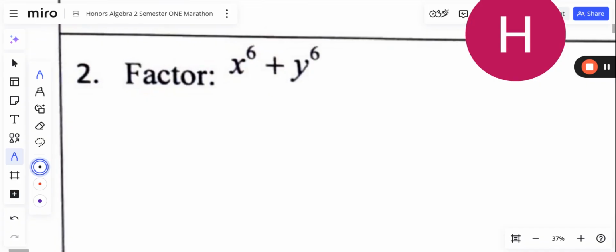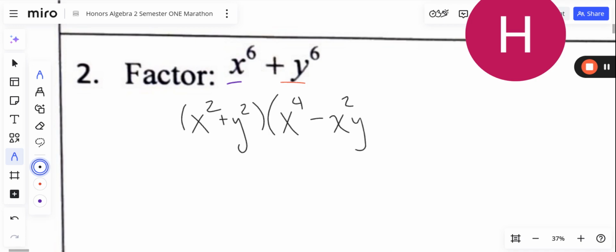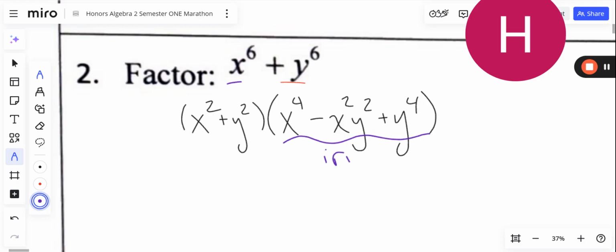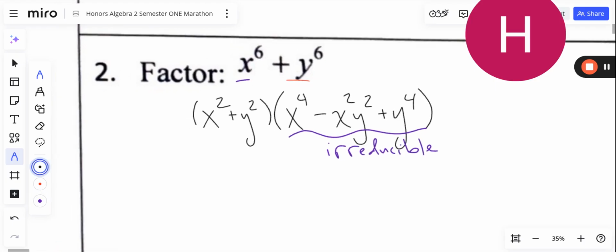Factoring. This is a sum of cubes. This is a cubed, this is b cubed. So the formula for that is a plus b times a squared, which is x squared squared, minus ab, which will be x squared y squared. You could also put them both together and square it, plus b squared. And this will be an irreducible quadratic, meaning you won't be able to factor this down anymore.